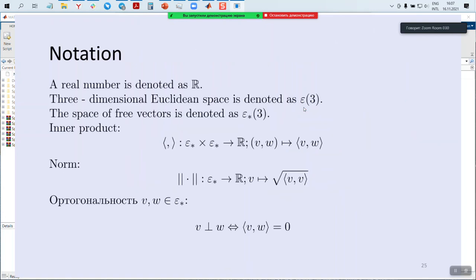Alright, something about notation. If we consider a real number, we write it like this. If we consider Euclidean space, we use this representation. A free vector is denoted like this, a Euclidean with a star. It's the way to describe inner product, the norm, and orthogonality. This one is orthogonality. It's not translated yet, excuse me.